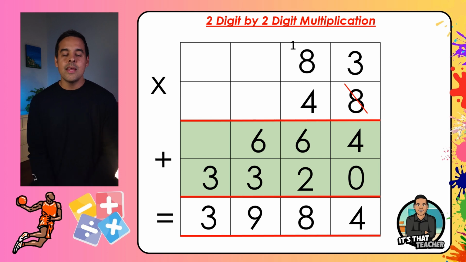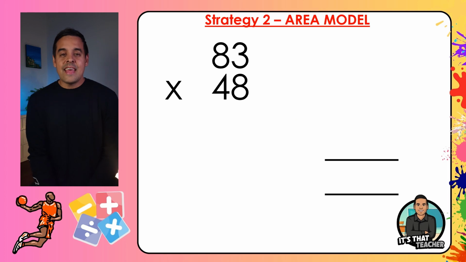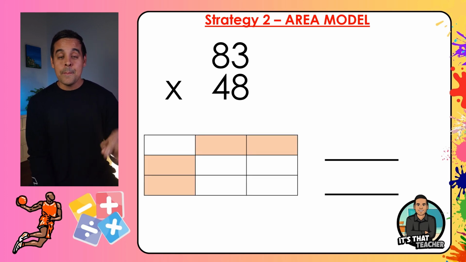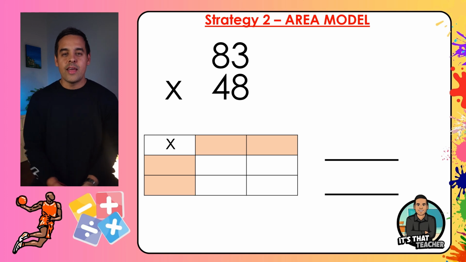So your answer there is going to be 3,984. Now, the second strategy is the area model. We're going to go through this nice and quick. Now, the area model, what you have to do is make a noughts and crosses game and put the X in the top left-hand corner. That will give you the perfect table to use the area method.